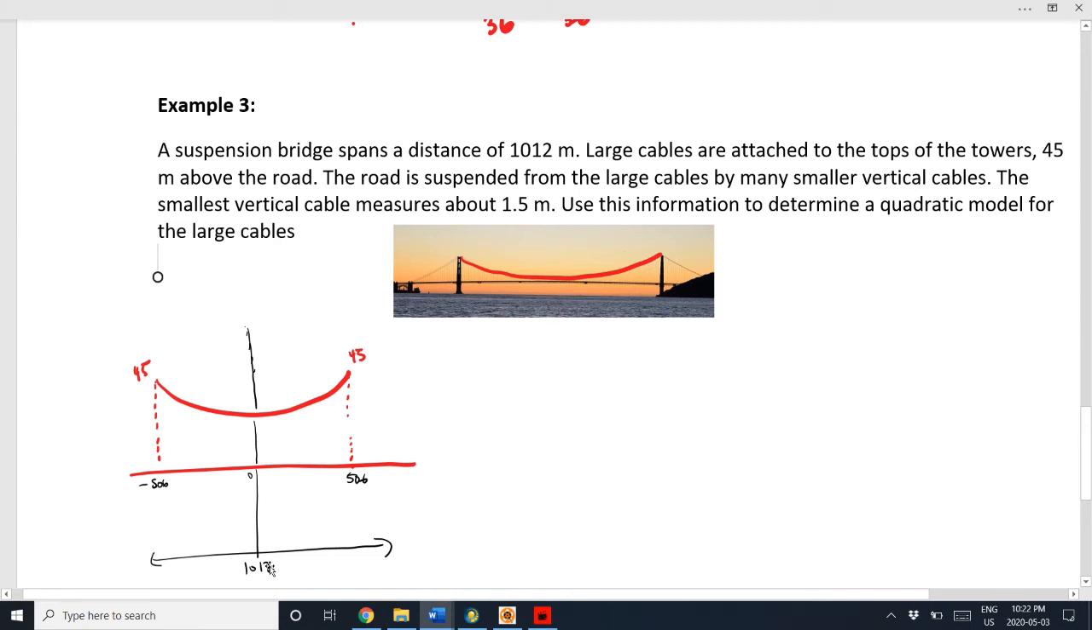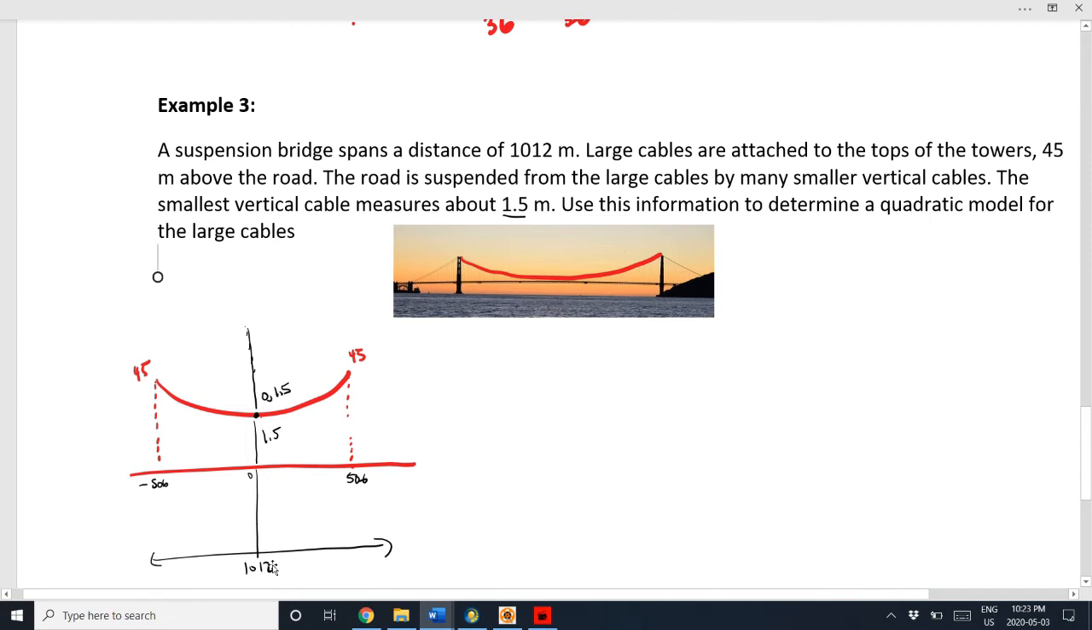Okay, and one other piece of information: we know this will be the x value of the vertex here. The vertex is going to be at 0, and our y value, it says here, is 1.5 meters. So the shortest cables holding it up right in the center are going to be 1.5 meters. So this is going to be 1.5 meters tall. We can therefore conclude our vertex is (0, 1.5). So now we have all our information to write out the equation for these big cables.